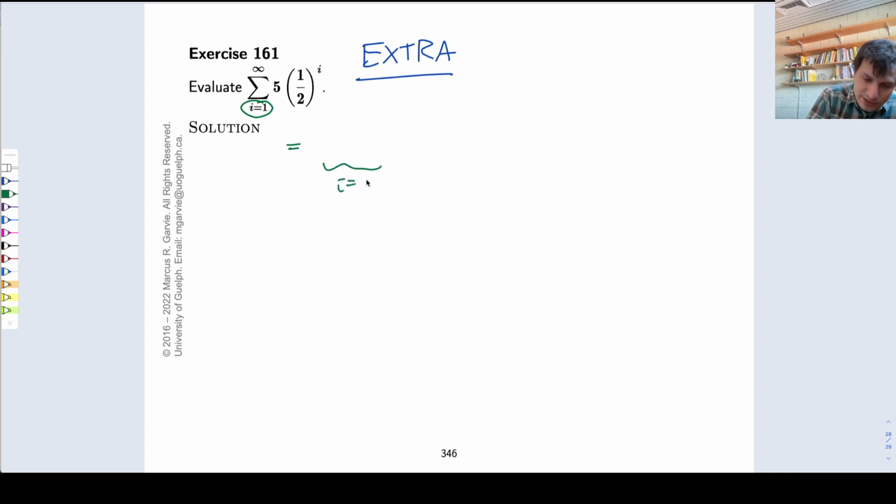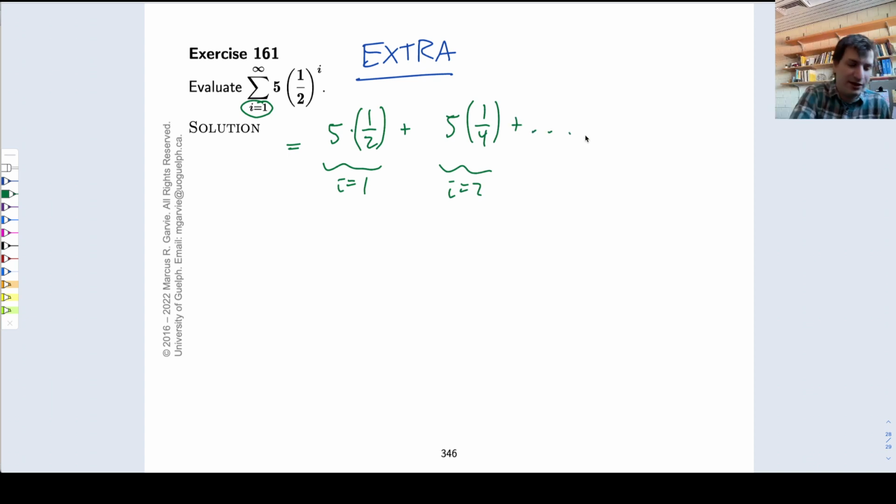When i equals 1, you get 5 times 1/2 to the power 1, 5 times 1/2. And when i equals 2, you get 5 times 1/4, and so on. So the first term is not 5, which it kind of looks like it might be. The first term is actually 5/2. So this is the sequence: a, the first term, is 5/2.